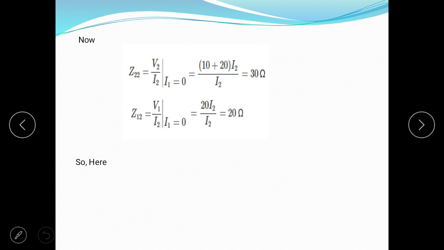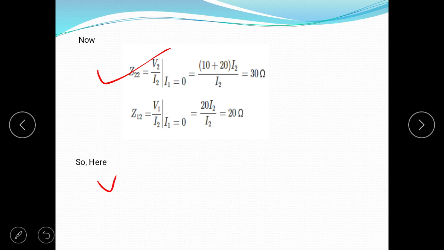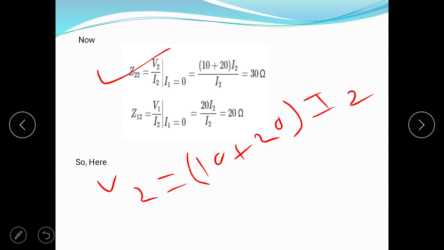So in this case we obtain the value of Z22, that is the ratio of V2 upon I2 when I1 is equal to 0, and V2 is equal to 10 plus 20 into I2. So the ratio V2 upon I2 is equal to 30 ohm.